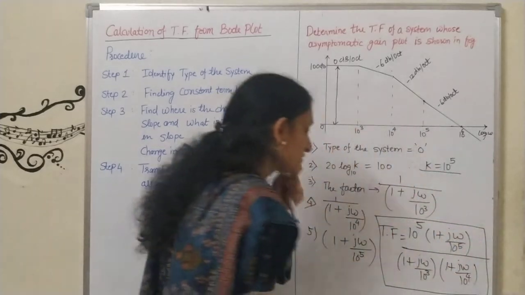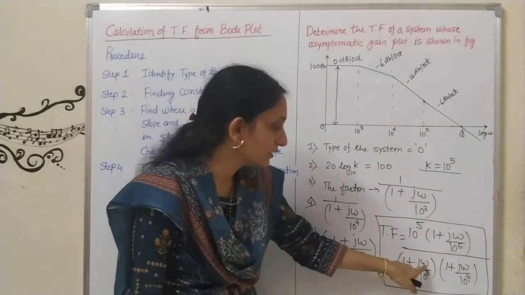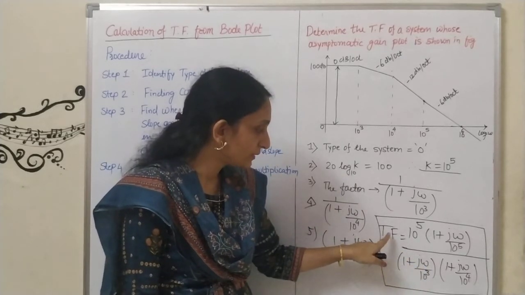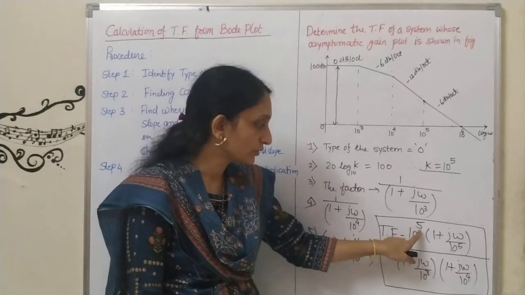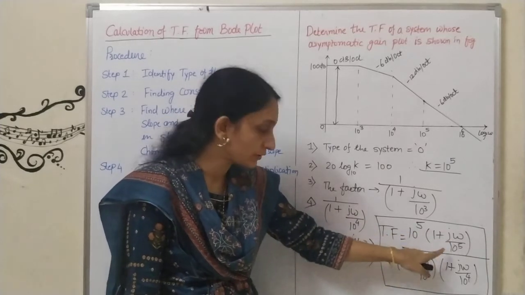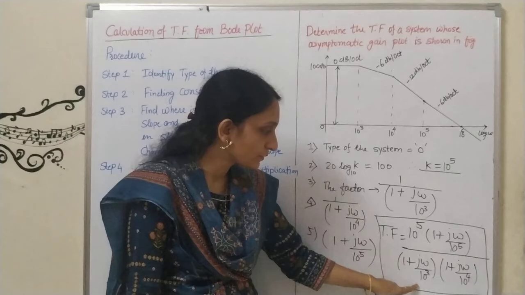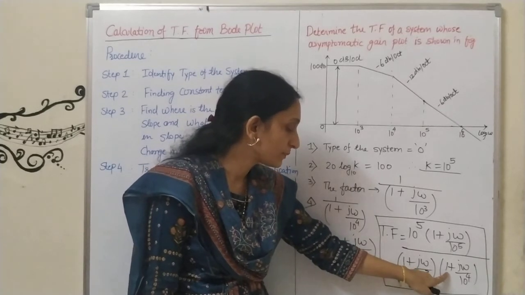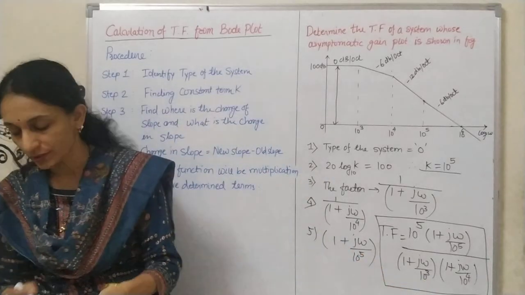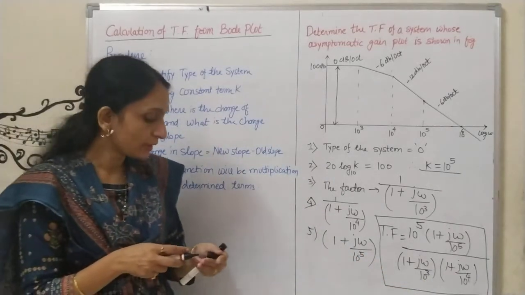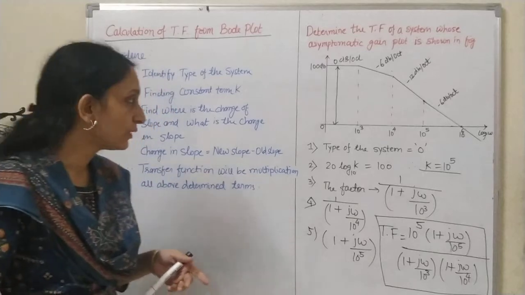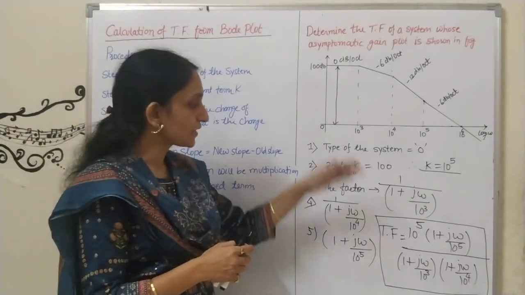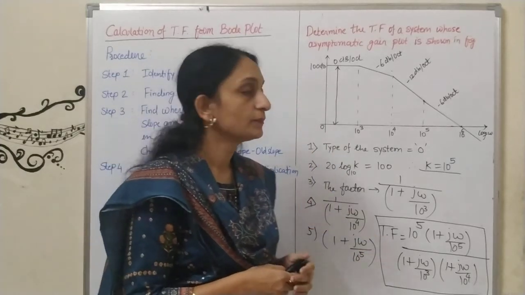You can arrange this transfer function by replacing j omega with s. So your transfer function is equal to 10 raised to power 5, 1 plus s by 10 raised to power 5, over, in the second bracket, 1 plus s by 10 raised to power 3, and 1 plus s by 10 raised to power 4. This will be my transfer function. I hope you are getting it. So this is a simple way to calculate the transfer function from the magnitude plot.